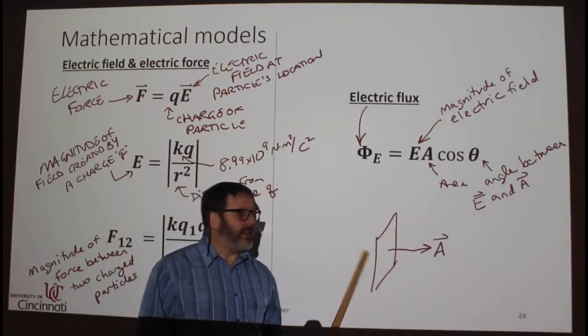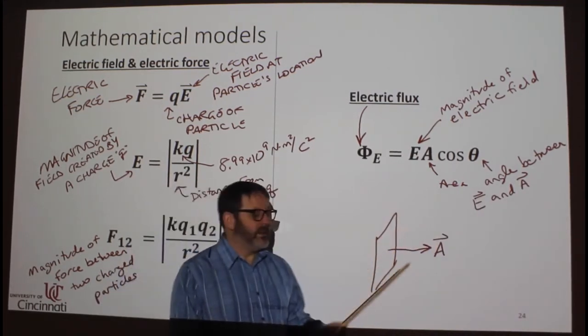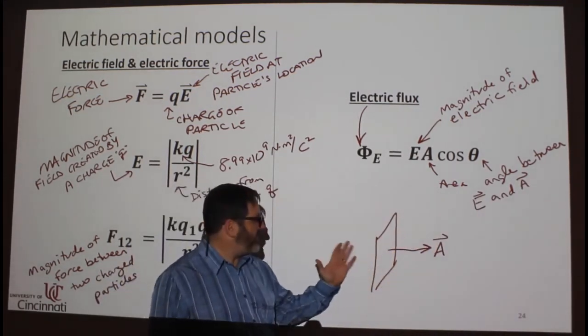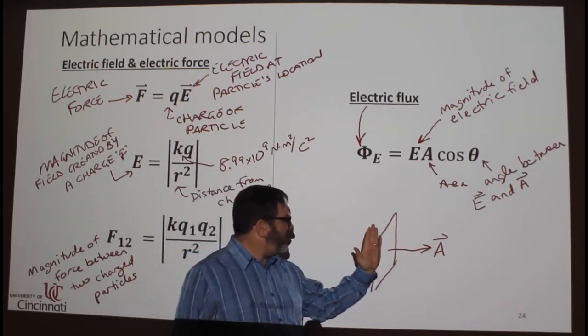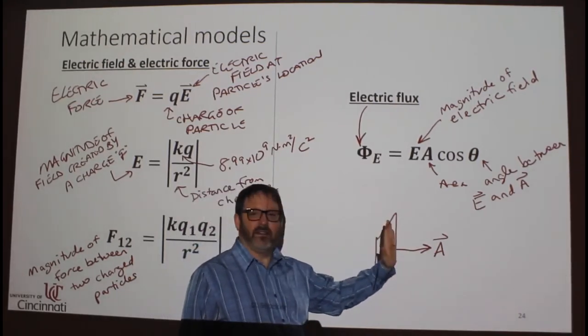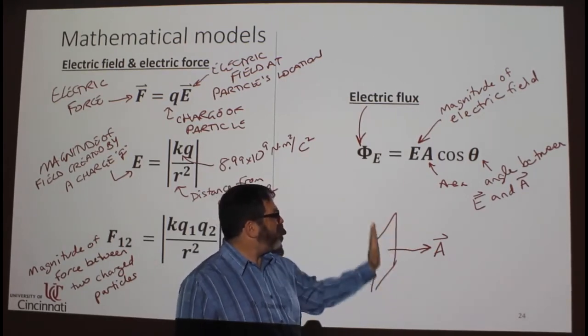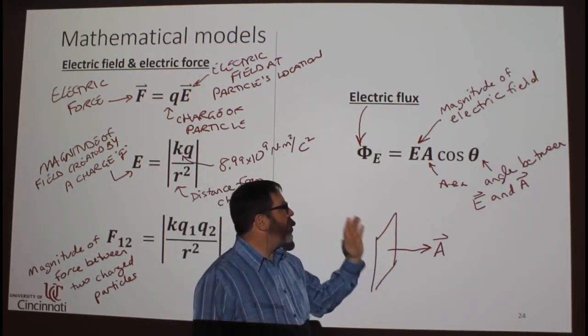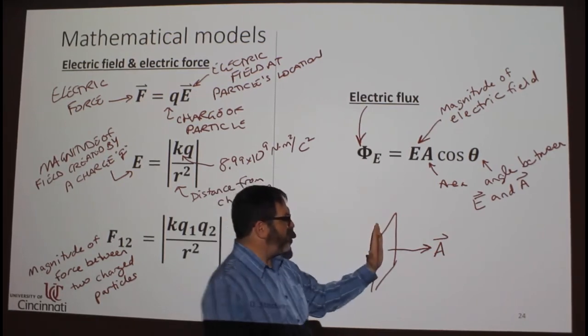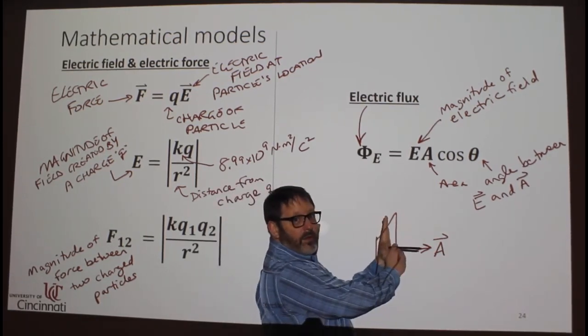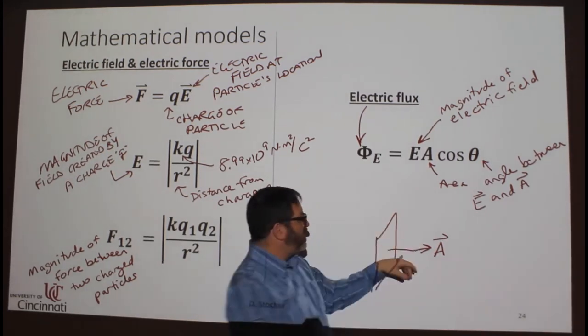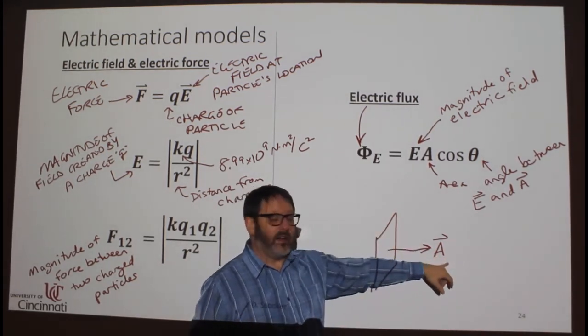So here I've added as an example an area. It's hard to draw three-dimensional objects on a two-dimensional space. But anyway, this is supposed to be a plane that's here. So we've got some area that's sticking out this way. The direction of that area is out from the surface. So this is the normal vector of A.